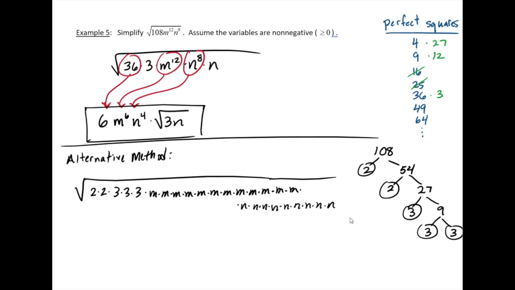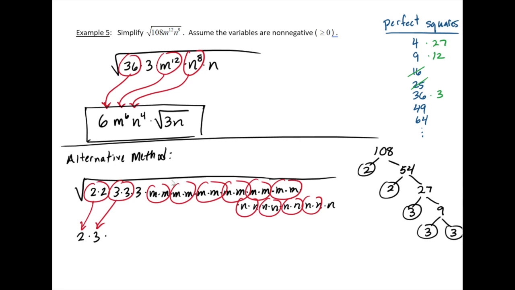Now we identify all the pairs of common factors. You can see we get a pair of 2's and a pair of 3's. So on the outside, after we take the square root, we'll have a single factor of 2 and a single factor of 3. We have 6 pairs of the variable m, so each of these will come out of the square root as a single factor of m.